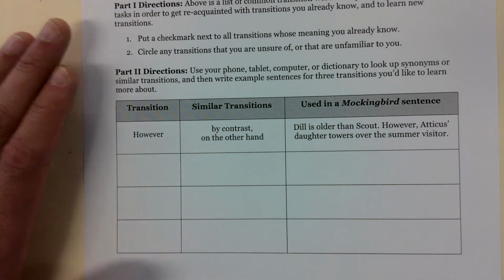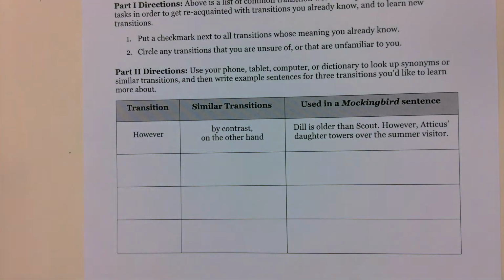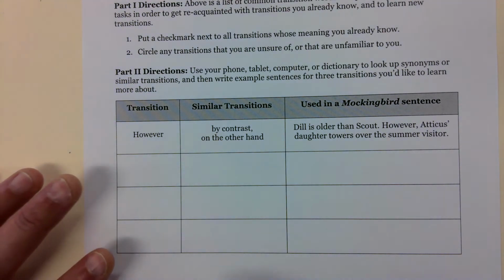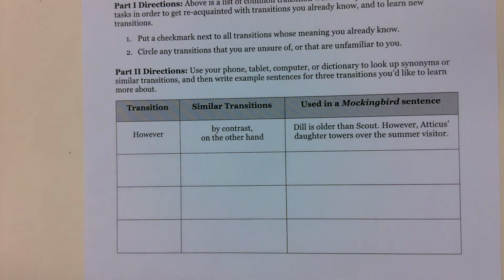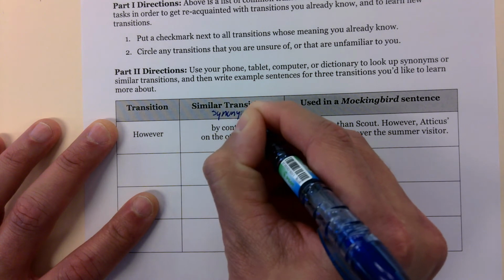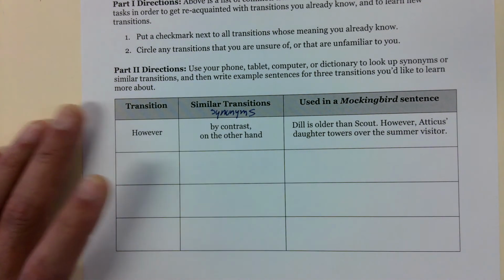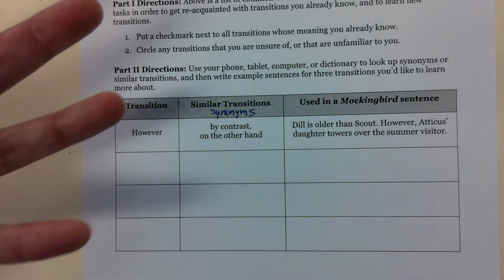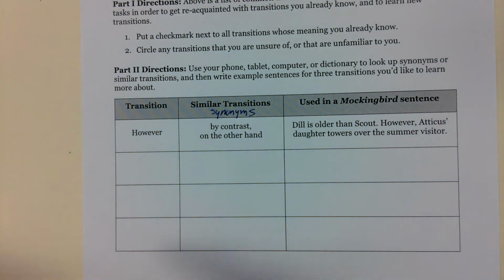And in this case, you need the transition, whichever one you're going to look up, followed by similar transitions, which you will discover by researching that transition and seeing what the synonyms are. That's essentially what similar transitions means. You're looking for synonyms for the word. In this case, by contrast, and on the other hand, are essentially the same thing as saying however. And then you need a To Kill a Mockingbird sentence for that word. You don't have to go and look for it in the book. You're going to make one up out of your head.